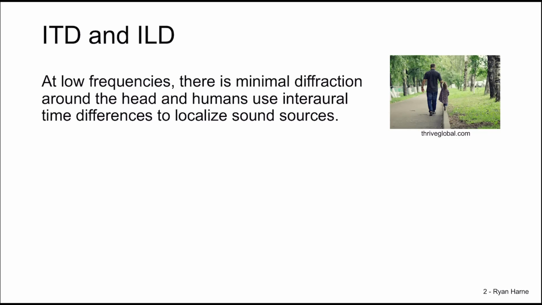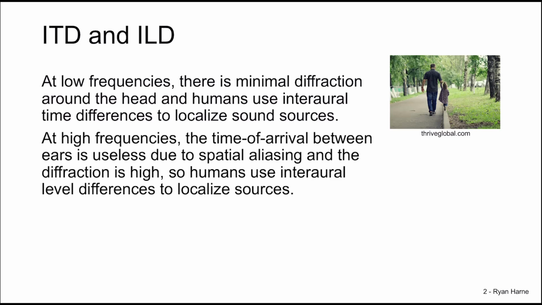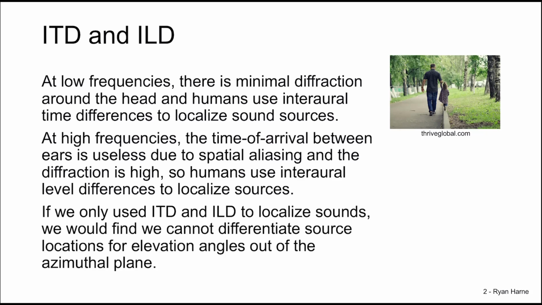We now know that at low frequencies, there's minimal diffraction around the head, so there are minimal level differences between the ears. As a result, humans use interaural time differences to localize sound sources. Yet at higher frequencies, the time of arrival between ears is relatively useless for source localization due to spatial aliasing phenomena. The diffraction is high in this instance, so humans use the interaural level difference to localize higher frequency sounds.